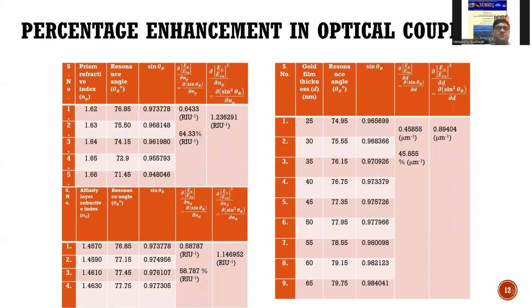Then we report the improvement of 6.8 degree per RIU, 0.6 degree per RIU, 7.5 degree per RIU, and 47.2 degree per RIU in the sensitivity, when the prism index varies from 1.65 to 1.62, the affinity layer index changes from 1.4570 to 1.4630, the gold thickness changes from 35 nanometer to 70 nanometer, and the wavelength of the input optical wave changes from 900 nanometer to 633 nanometer respectively. The corresponding enhancement in the input optical coupling efficiency is 64.33% per RIU, 58.787% per RIU, 45.855% per micrometer, and 20.90 micrometer inverse respectively, which influence the real part of the effective index of the SP mode participating in the sensing application.